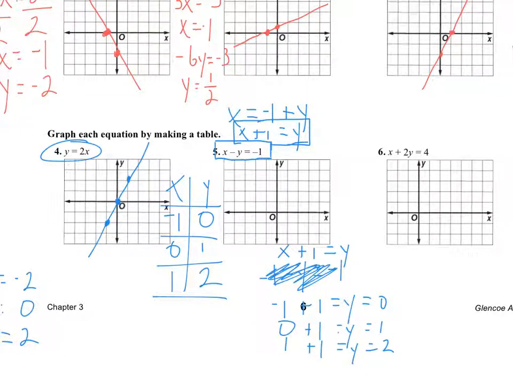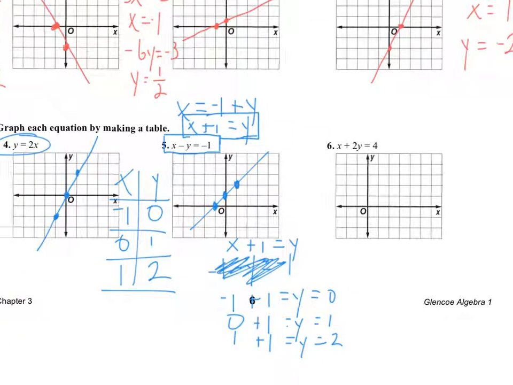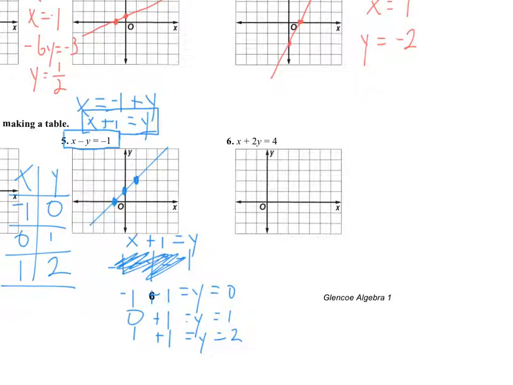Now we're at the easy part. Go ahead and let's make our graph. There's our 3 points. They make a straight line, so we're good there. Alright, and we've got one more to do. Again, make another table, x and y, 0 and 1.